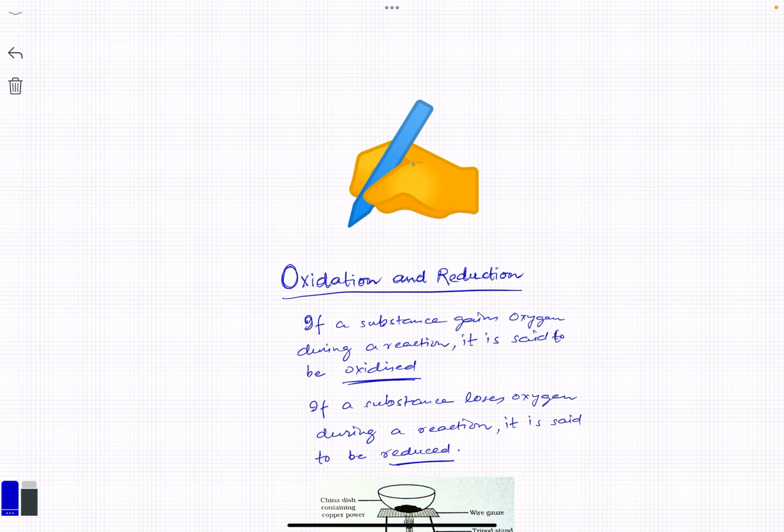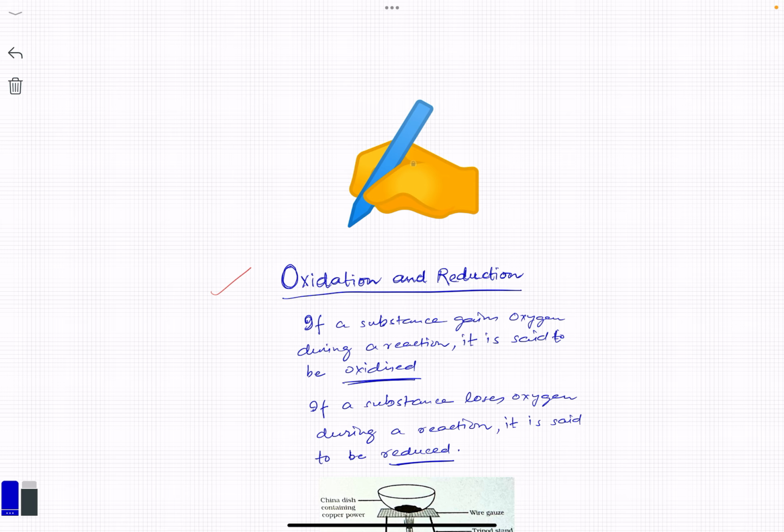Hello students, today we are going to discuss oxidation reduction reactions, from chapter 1, Chemical Reactions, and revision of class 10th science. In the previous classes we discussed double displacement reaction, combination reaction, displacement reaction and decomposition reaction. In this class we will discuss oxidation and reduction reactions.